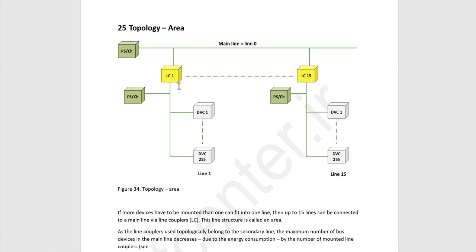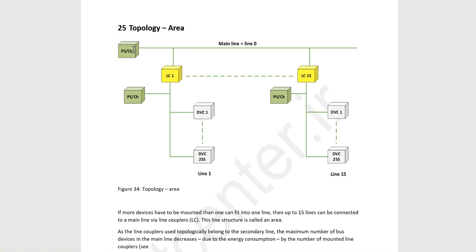So, in the next part, we are going to understand the area. Each line can connect to another line using the line coupler. Okay, so you can connect 15 lines to each other at maximum and make one area. So you put device 1 in line 1 with a power supply choke and extend it to 255 devices, plus the line coupler is 256 devices, and then you connect it to another line and another line until 15 lines with the line coupler. And you make one area.